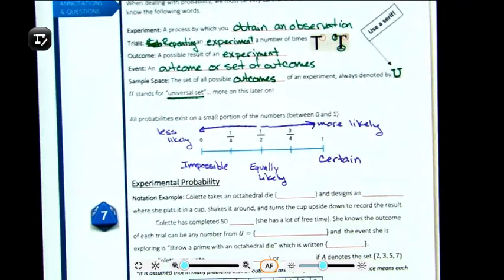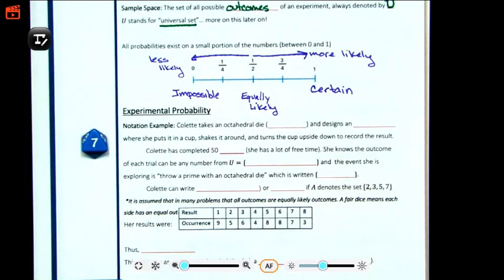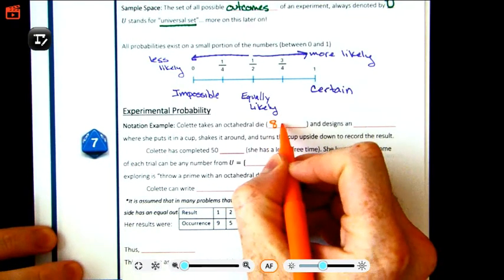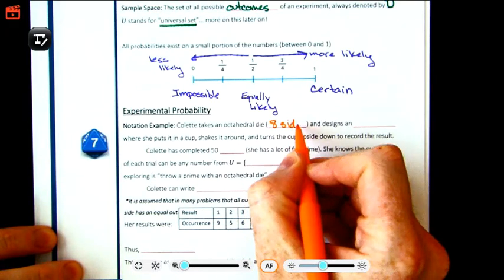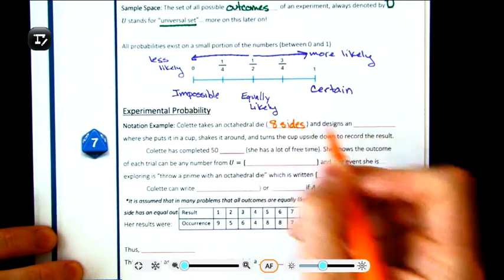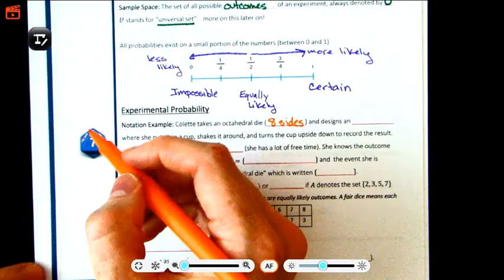All right. So, experimental probability. We're going to talk about two different types, experimental and theoretical. I think I should do an example where you learn some notation and some verbiage. So let's say Colette takes an octahedral die. Octahedral is a fancy word for 8 sides, like an octagon. So you have an 8-sided die. Here's one right here. Got a nice little picture for you.